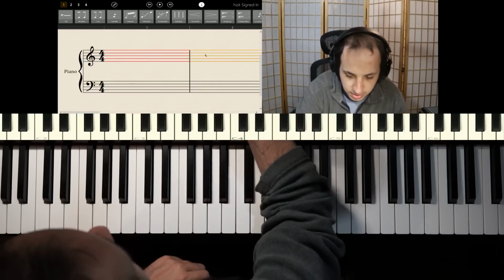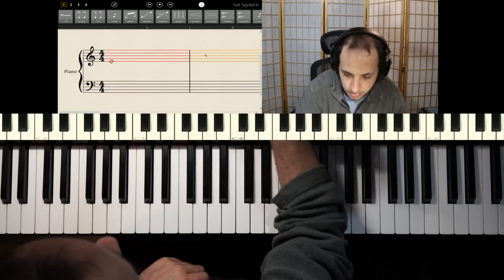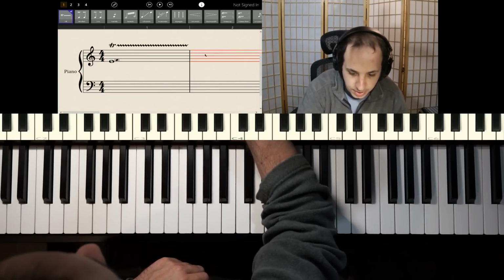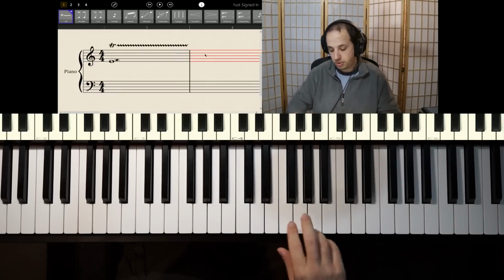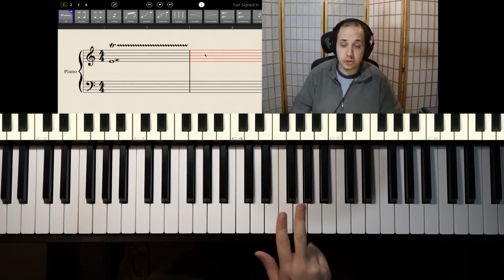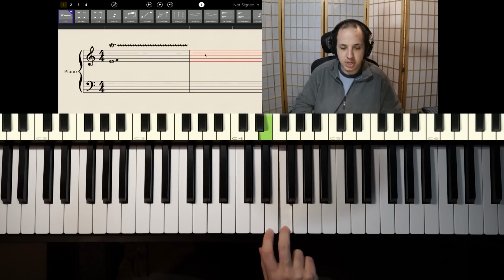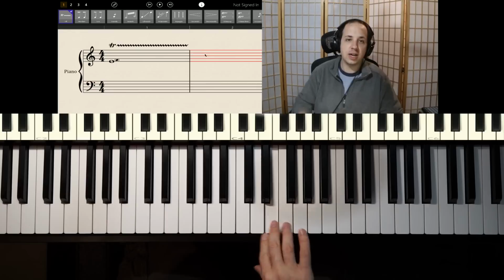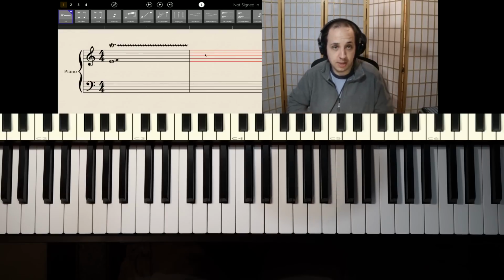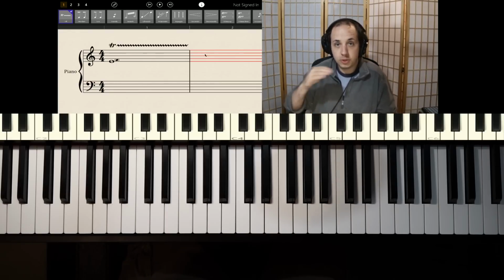Let me see what it does if I do that. So there you go. That would be the whole note one. So it's weird because you don't start from the note that's written. You start from the note that's right above that. And you go back and forth as many times as you can for the amount of time that the note is written over.